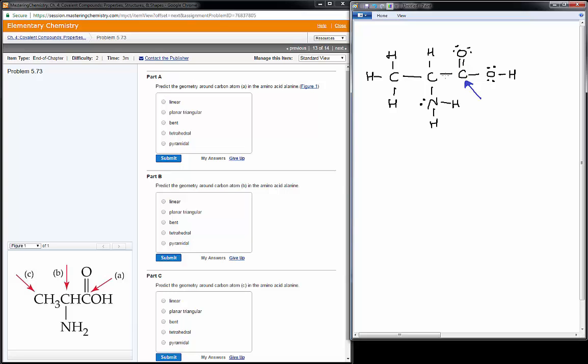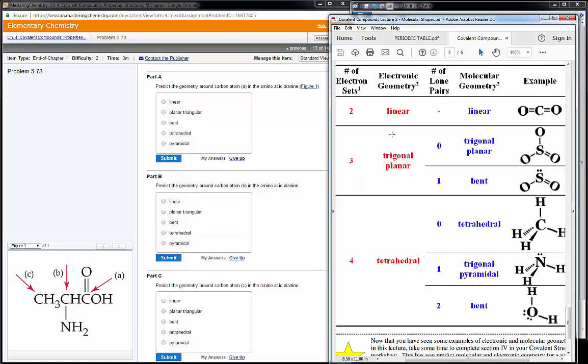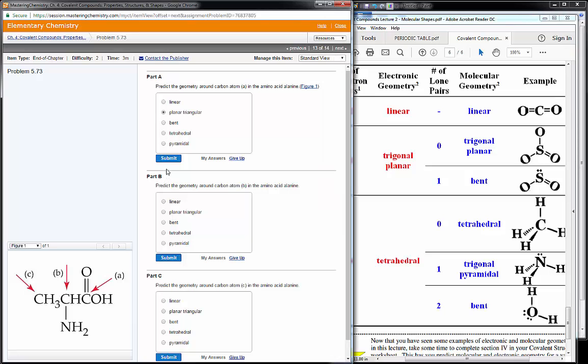This atom has 1, 2, 3 electron sets. This atom has no lone pairs. And so 3 electron sets with no lone pairs has a geometry that is trigonal planar.